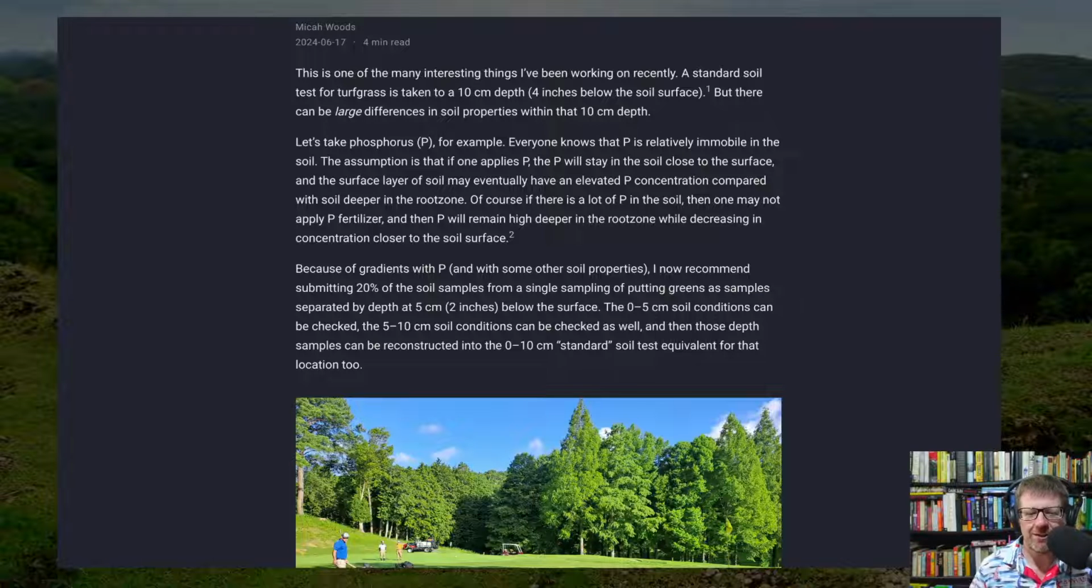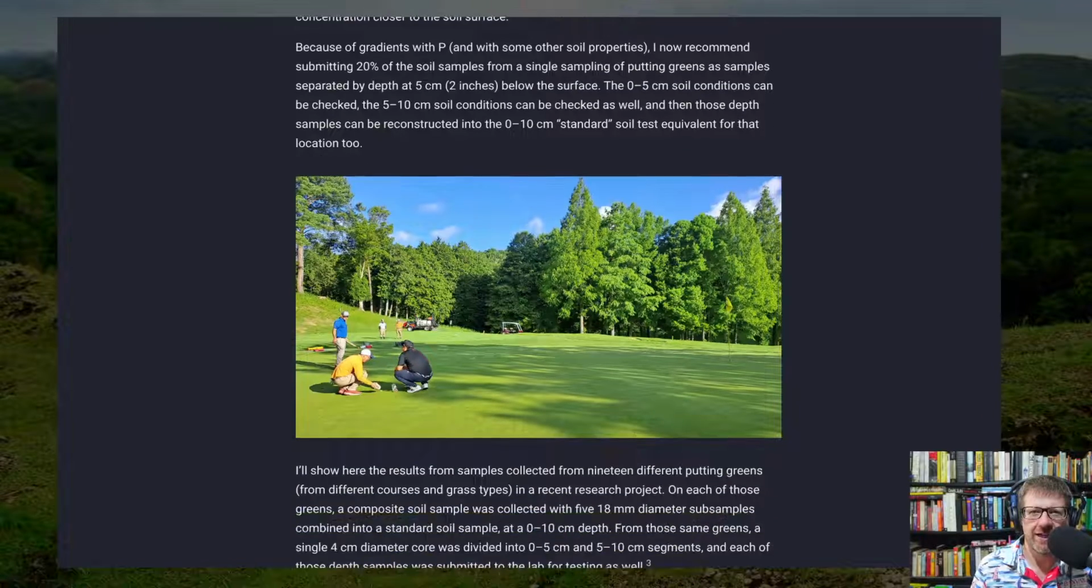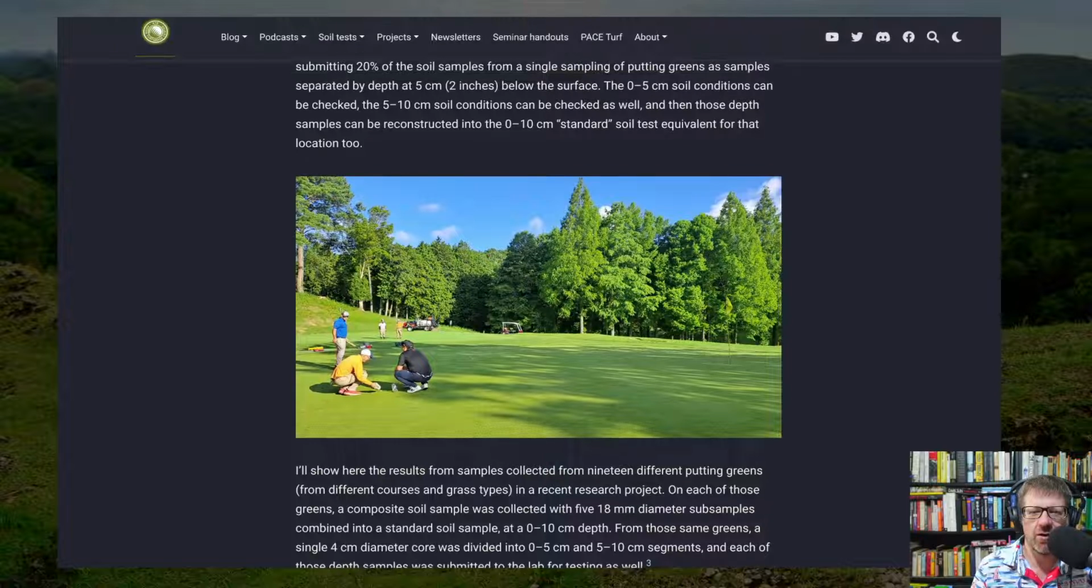So let me tell you the story about how I started getting interested in this, because I only started doing this a couple years ago, and now I'm recommending it. I'm recommending this for all of my clients. Not all of the samples, but for some of the samples, I recommend to take these disassembled soil samples.